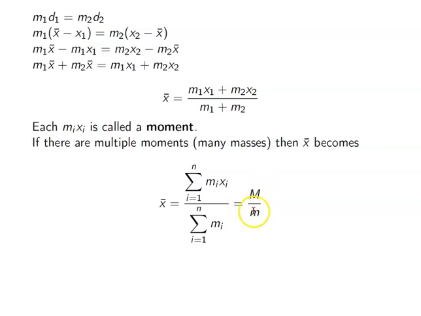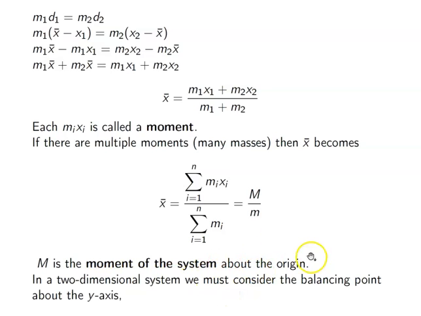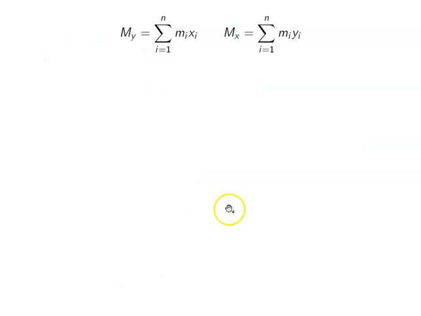So we call this big M over little m. Big M is the moment of the system about the origin, and little m is the total mass of the system. All right, so in a two-dimensional system, we have to consider the balancing point about the y-axis as well, which we call the moment about y, so large M subscript y, and about the x-axis, which is M subscript x, the moment about the x-axis. So the moment about the y-axis is what we looked at just a second ago.